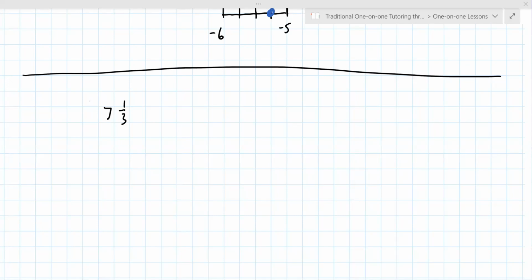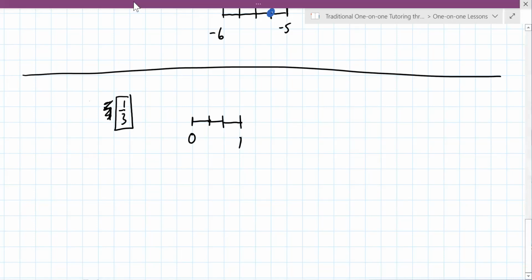I don't get it. Okay. Let's just say it was 1/3. What would you do? That's easier. Okay, so you'd start at 0 and you'd go out 1, 2, and 3, then another line, and then draw what, and then put it on the first dot.